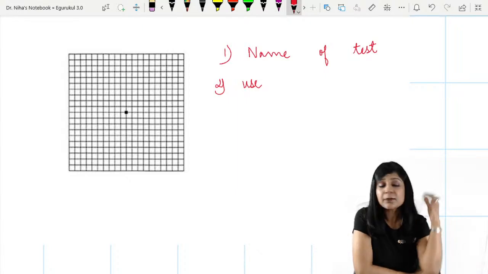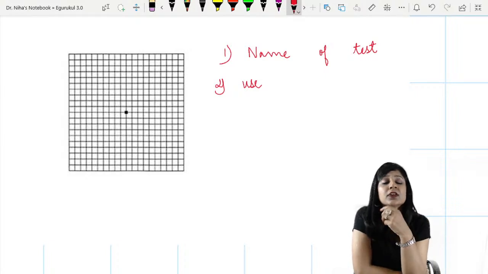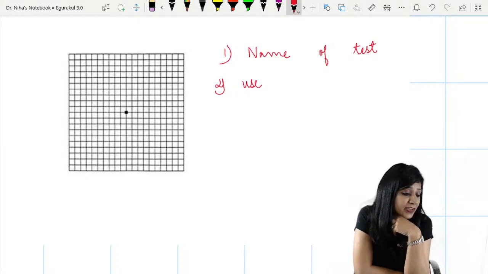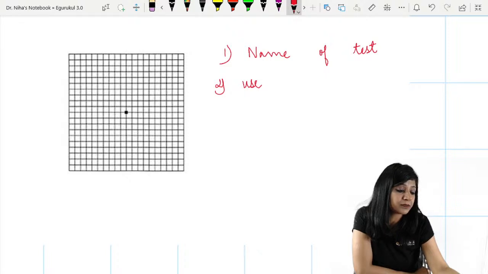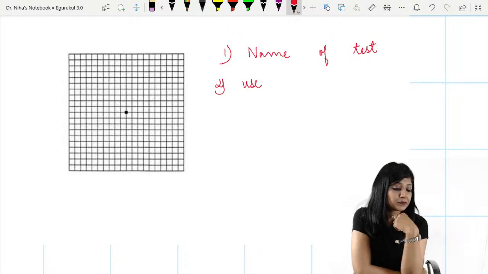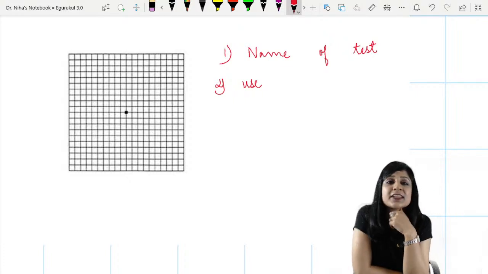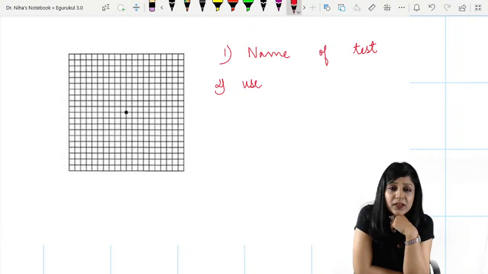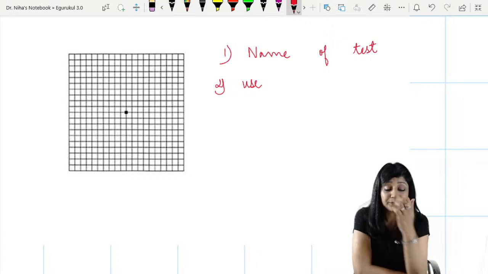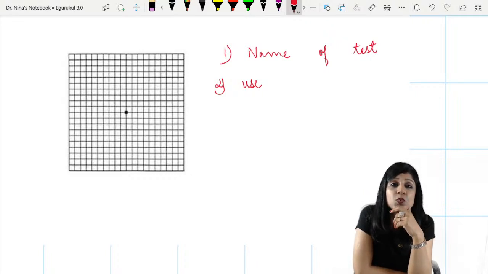Alright. So anybody? Shreya? Ganesh? Soumya? Balaji? Yes. Okay. Anybody else? What is the use of this test? This is an important test. I have shown you this in the classroom also. This is what and why it is used actually. The name of this test and the use of this test.